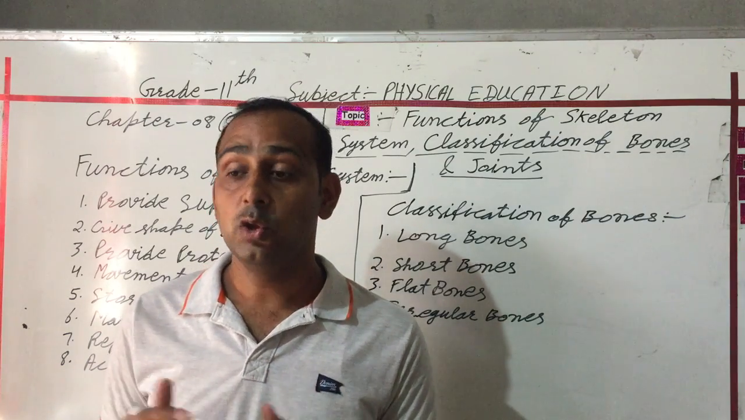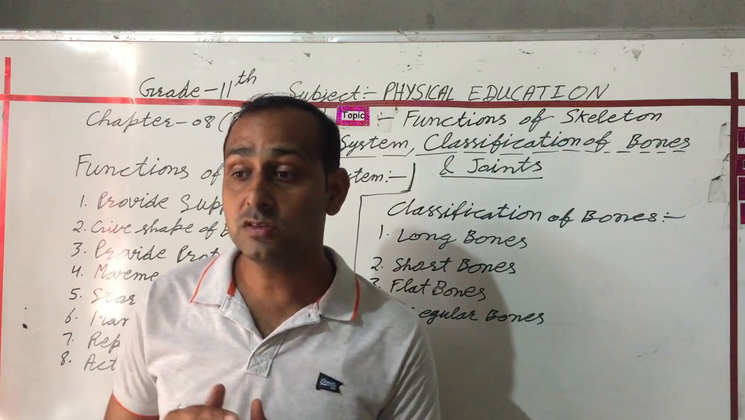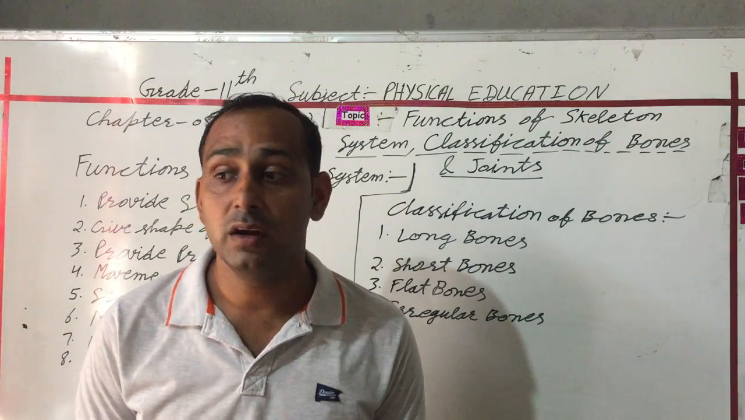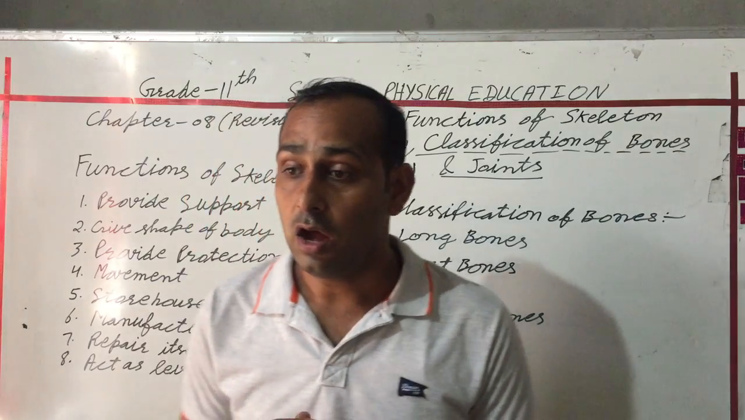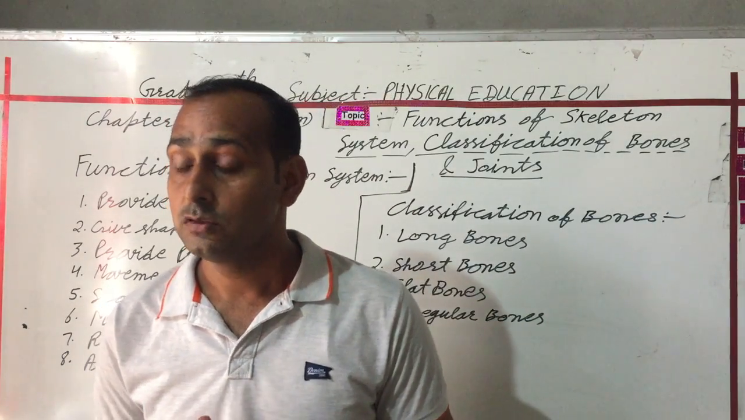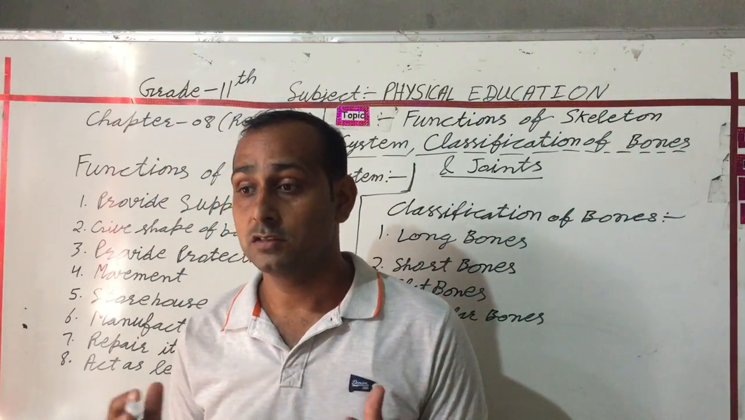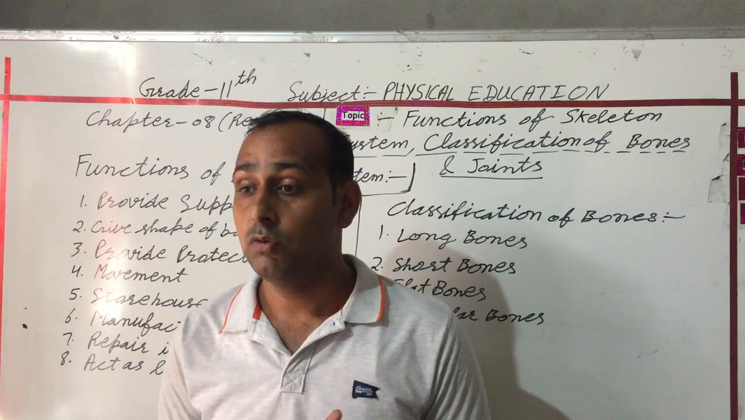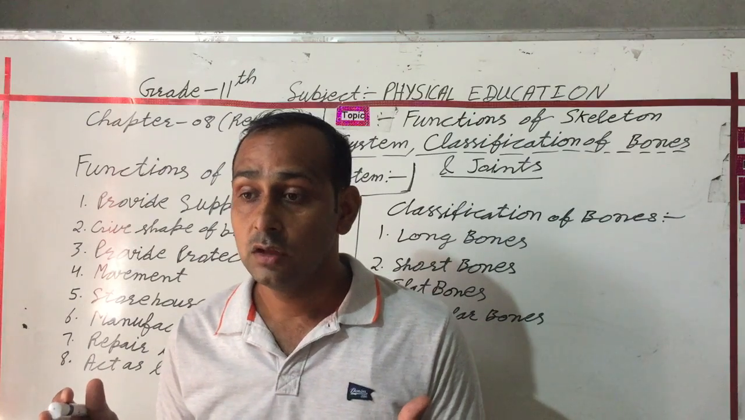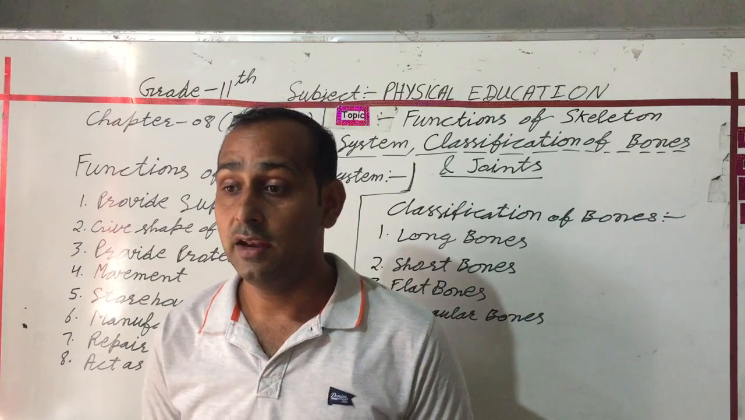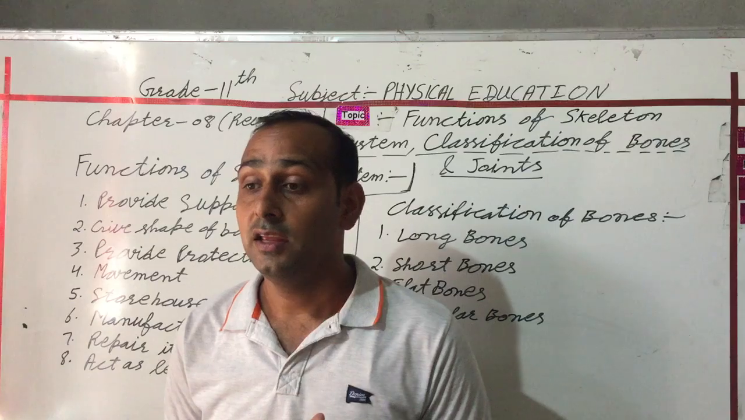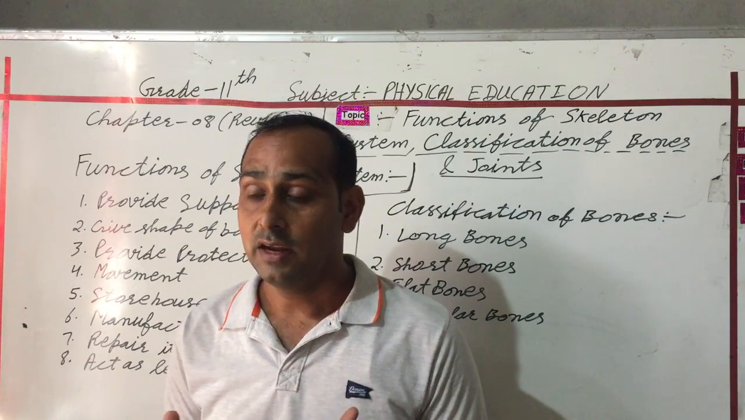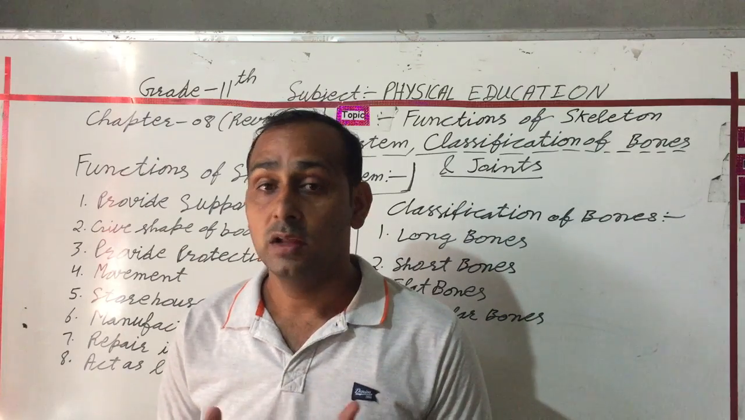Next is the human skeleton. The human skeleton consists of 206 bones. Some are long, some are small, some are flat, and some are shapeless. For convenience of study, they can be divided mainly into two parts. First is the axial skeleton, second is the appendicular skeleton.